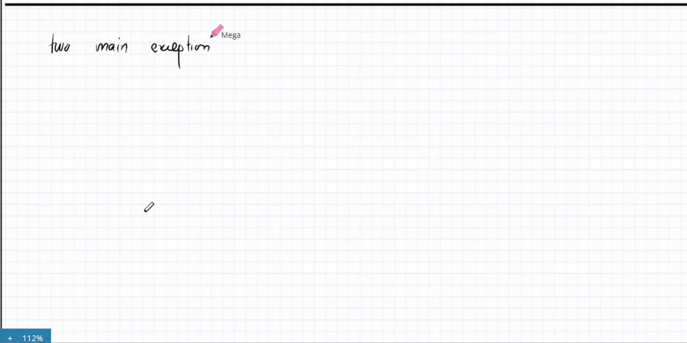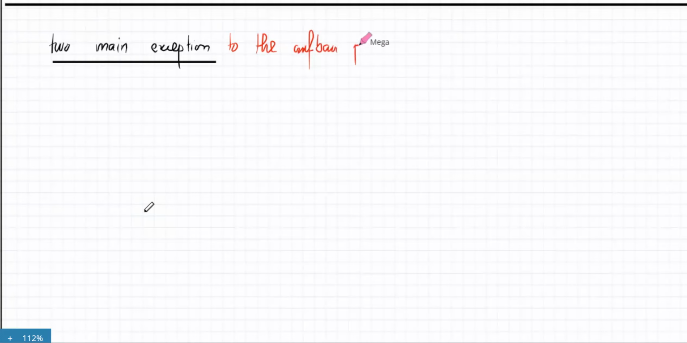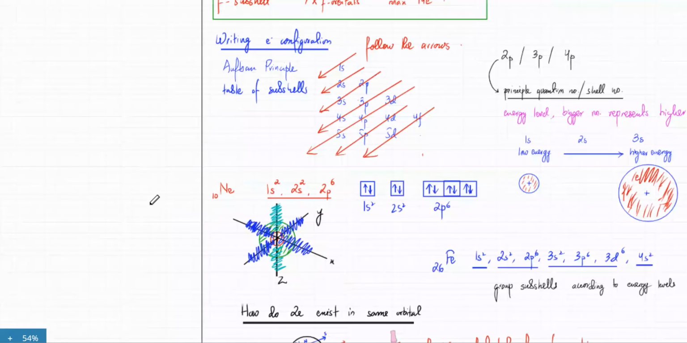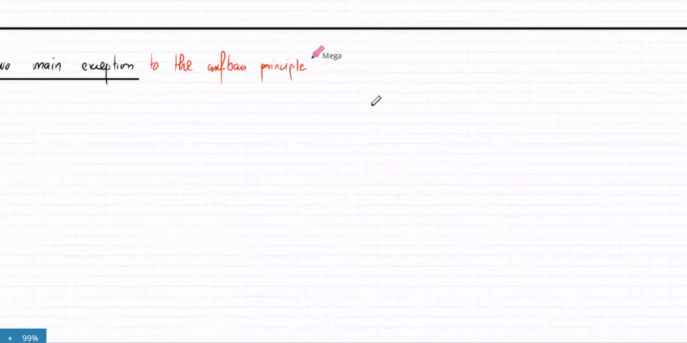So the main exceptions, you have more than one, but these are the common ones that you see in the everyday reactions that you're going to meet. The first one is copper, and the main exception is to the Aufbau principle. There are some elements that are not going to follow the table exactly. They're going to somewhat follow the table, but the arrangement of the electrons is not going to be exactly the way the Aufbau principle describes. And those two elements are copper and chromium.